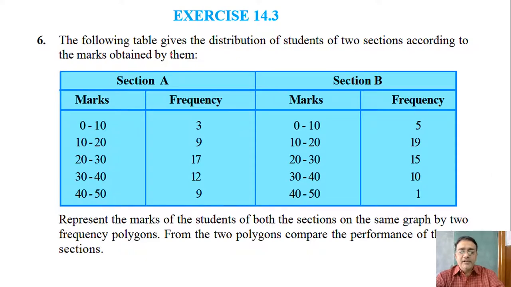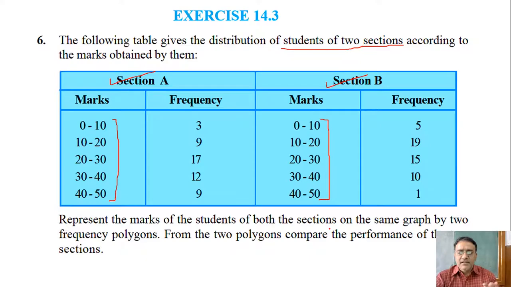The following table gives the distribution of students of two sections according to the marks obtained by them. This is section A and this is section B. The class interval for both is the same. We have to represent the marks of the students of both the sections on the same graph by two frequency polygons, and from the two polygons compare the performance of the two sections. So we'll start with the first.